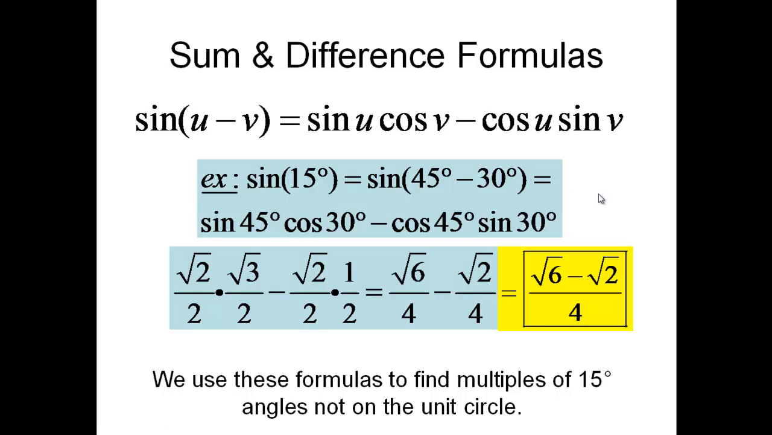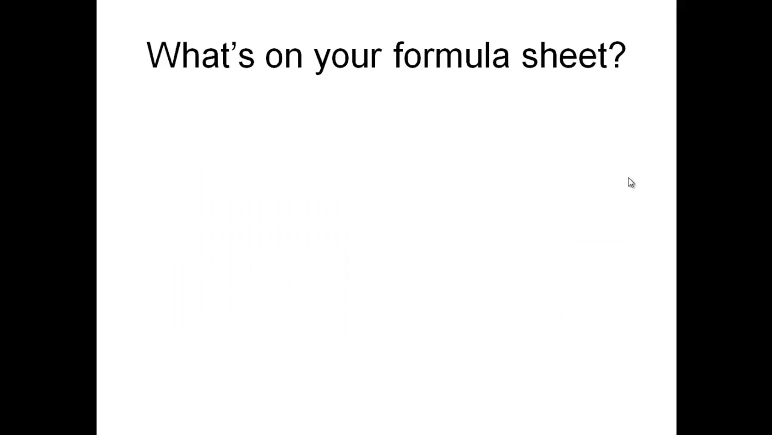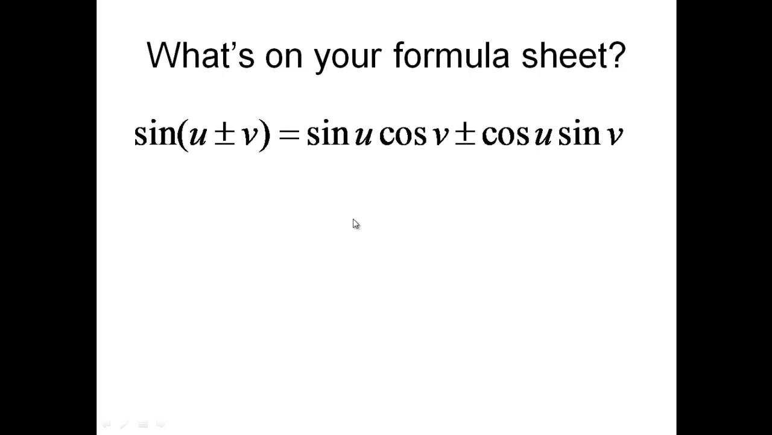So we use these formulas a lot to find angles that are multiples of 15 degrees. These are angles that are not on the unit circle, but can obviously be manipulated using angles that we find on the unit circle. So what's on your formula sheet for sine? Notice again, you see the plus minus, but you see the plus minus here. And again, that's because the same sign on the top is the same sign you're going to have in the other part.